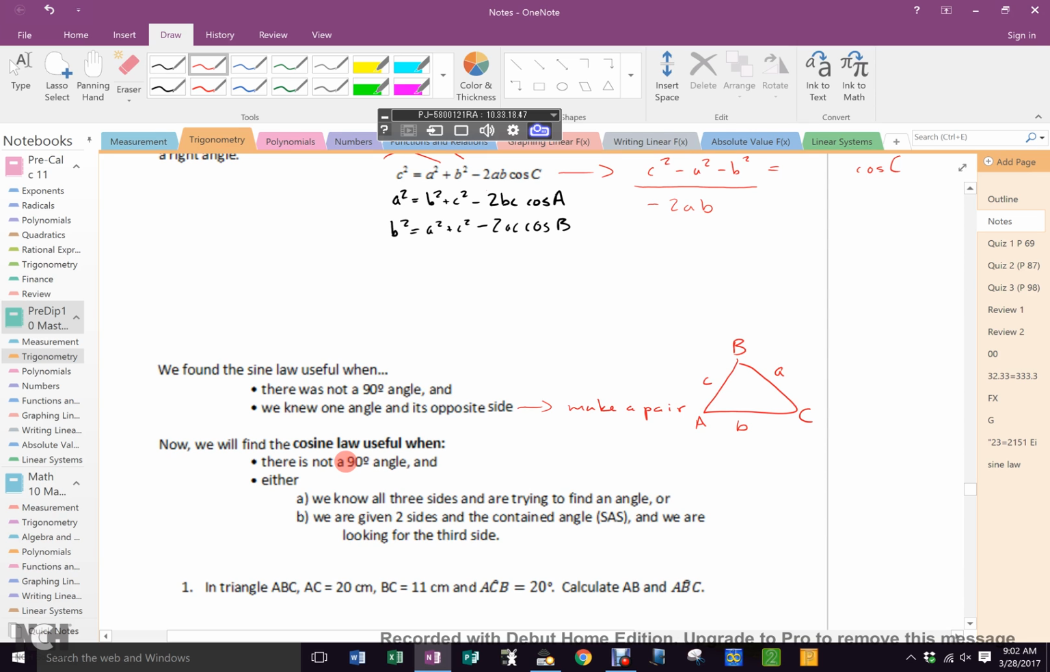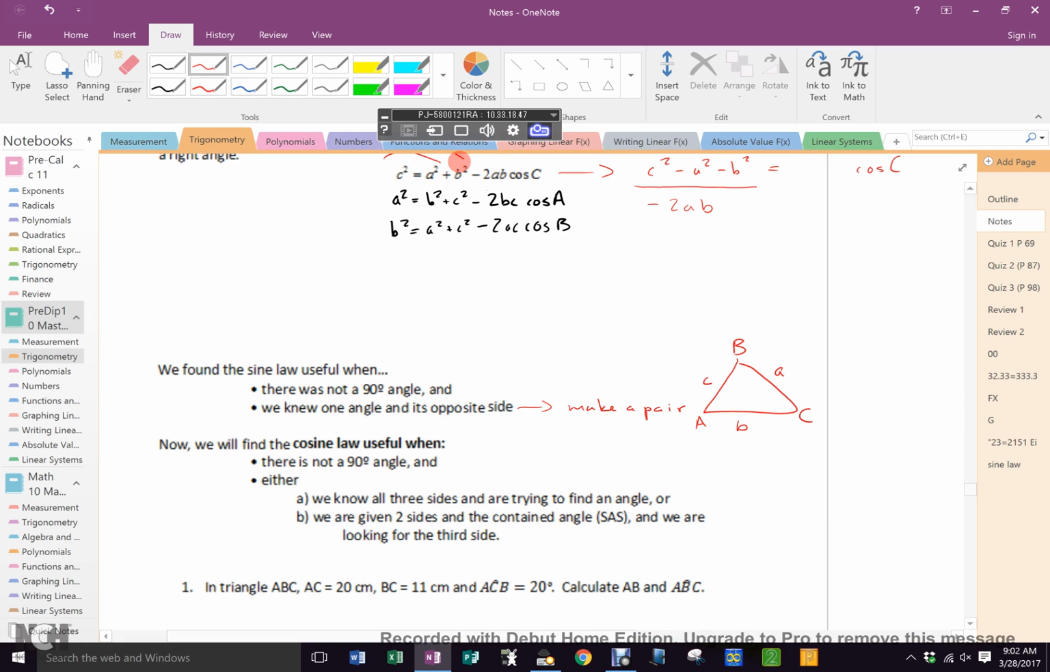Cosine law is all the rest of the time. If you can't get a pair, you have to use the cosine law. Everybody cool? And it just depends on which one you're doing. If you need an angle, you're doing this side. If you need a side, you're doing this side. Everybody good?